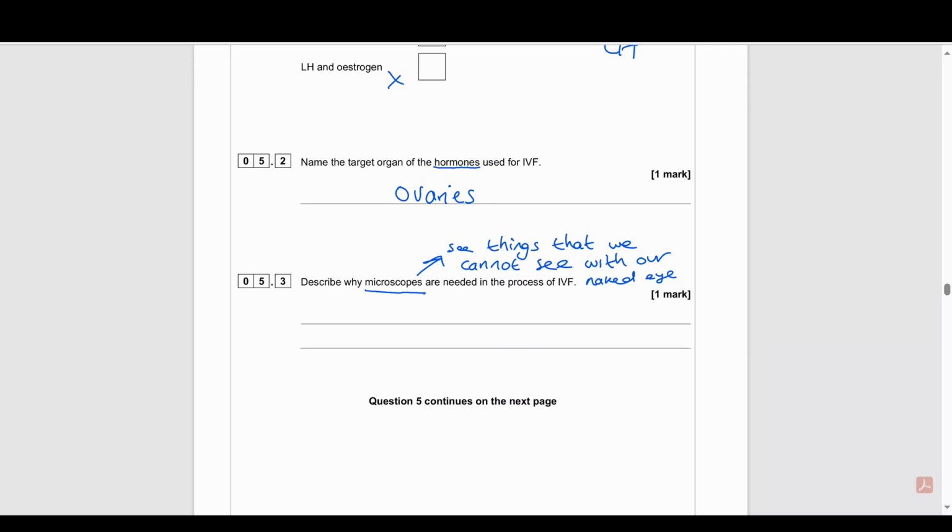But in this case of IVF, what would we want to obtain the eggs for? We want to obtain the eggs so that we can check to see if these eggs are healthy. So that could be one point there, to check the eggs to see if they're healthy.